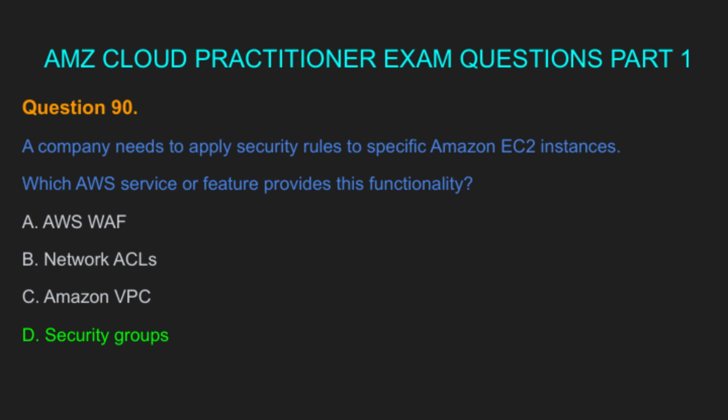The answer is D. Security groups are a fundamental feature of Amazon VPC that acts as a virtual firewall for EC2 instances. They enable you to control inbound and outbound traffic to your EC2 instances by defining rules that specify the allowed traffic source and destination. Security groups can be applied at the instance level to specific instances or to an entire group of instances that share a common set of security requirements.